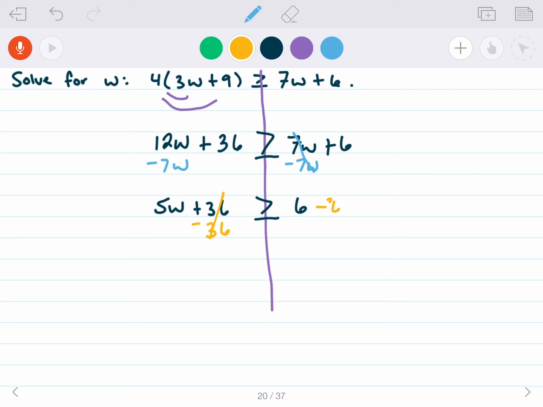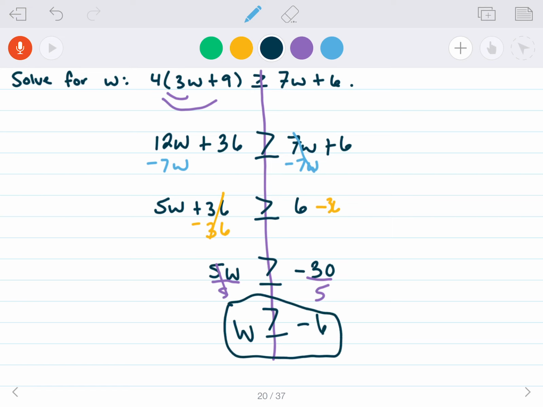So I get 5w greater than or equal to negative 30. Finally, divide both sides by 5, to give me w is greater than or equal to negative 6. Notice throughout each step, I never divided or multiplied by a negative number. I did subtract a few times, but remember with subtraction, you don't have to flip anything. So since I never multiplied or divided by a negative, the sign stays in the same direction.